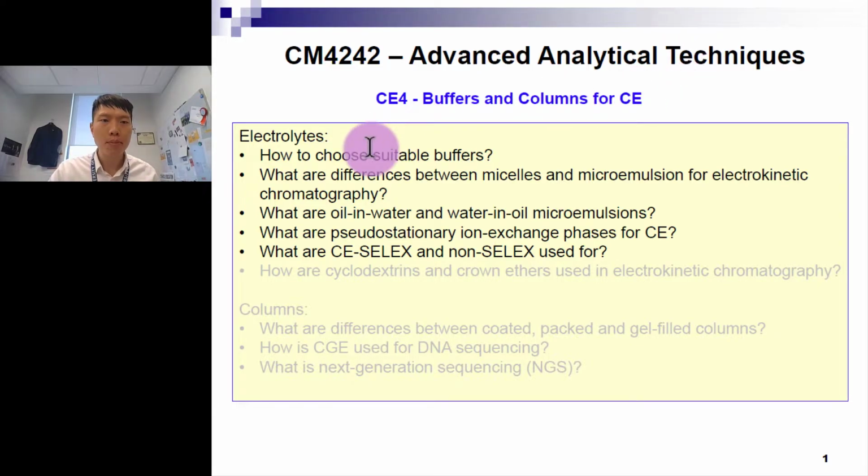So we start first with electrolytes that contain your buffers, to answer some questions. How to choose suitable buffers? What are the differences between micelles and microemulsions for electrokinetic chromatography? What are the oil-in-water and water-in-oil microemulsions? What are pseudo-stationary ion exchange phases for CE? What are CE selects and non-selects used for? And these labels are very easily found on some of the parts of CE instruments.